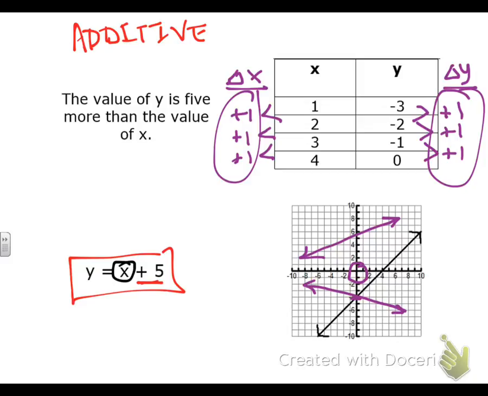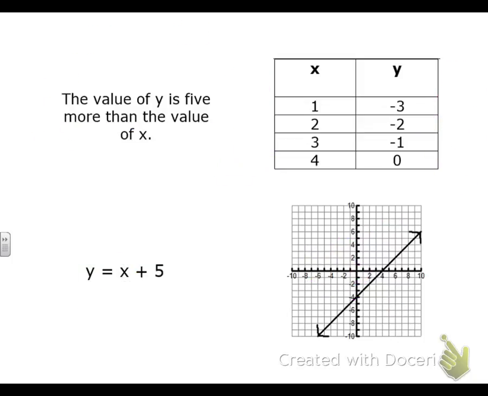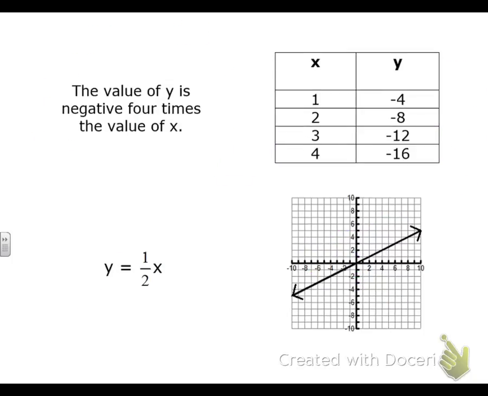Last off, if I'm looking at my sentence right here, the value of y is 5 more than the value of x. Again, I don't see any kind of words that are going to key me off to any multiplying, any dividing. You're looking for words that are going to key you to addition or subtraction, and that's going to give you your additive. Okay, so let's take a quick look now at some multiplicative relationships.